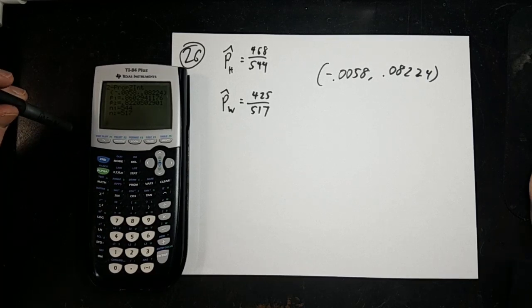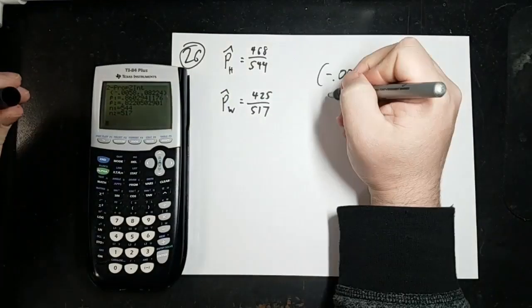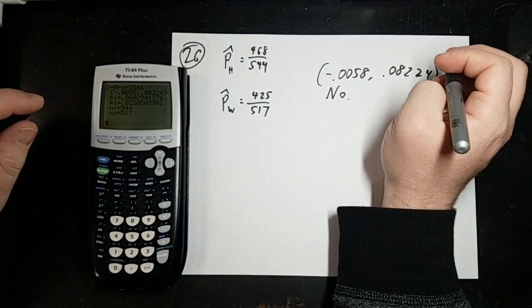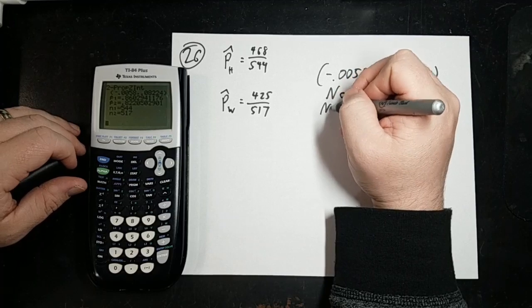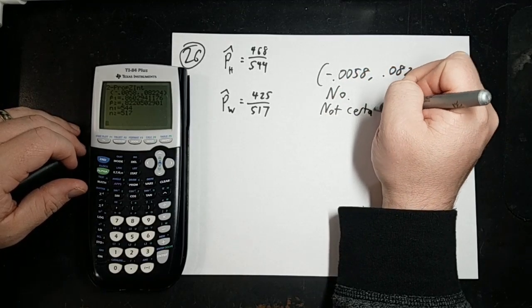So, this is what we got. What does the question ask now? Find a 95% confidence interval. Got it. Based on that confidence interval, is it certain that Harden is better than Westbrook at making free throws? Answer, no. It's not certain.